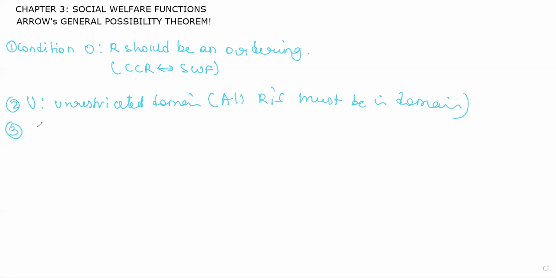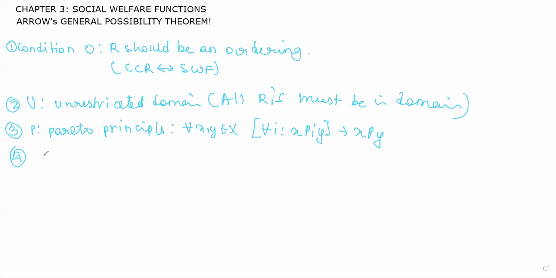The next condition is P. It's called the Pareto principle. We studied R bar in the last class. This is a slightly weaker version of this. What is this condition? For all x, y belonging to X, if for all i, x P_i y is true, then x P y should be true. It's called the Pareto condition, the Pareto principle.